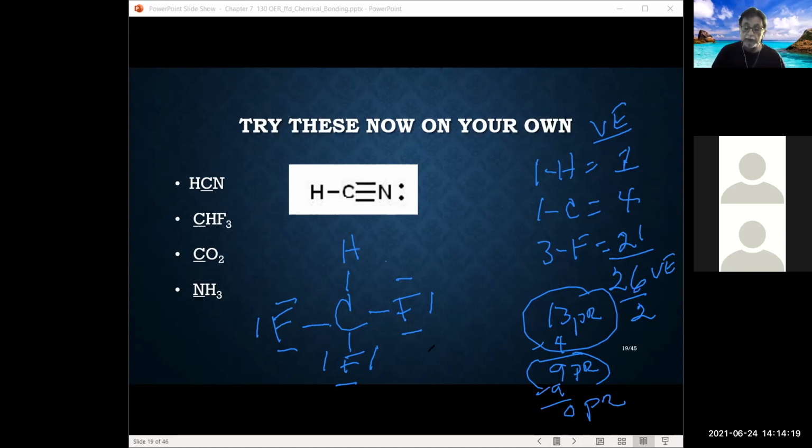Double check your lines, your bonds. Make sure you've got 13 pairs sitting there. And sure enough, there's 13. There's 9 around the fluorides, and then you've got the 4 inside with the carbon, and you're good to go. All right. So now, once you've done that with checking your pairs of electrons, go and check the octet.